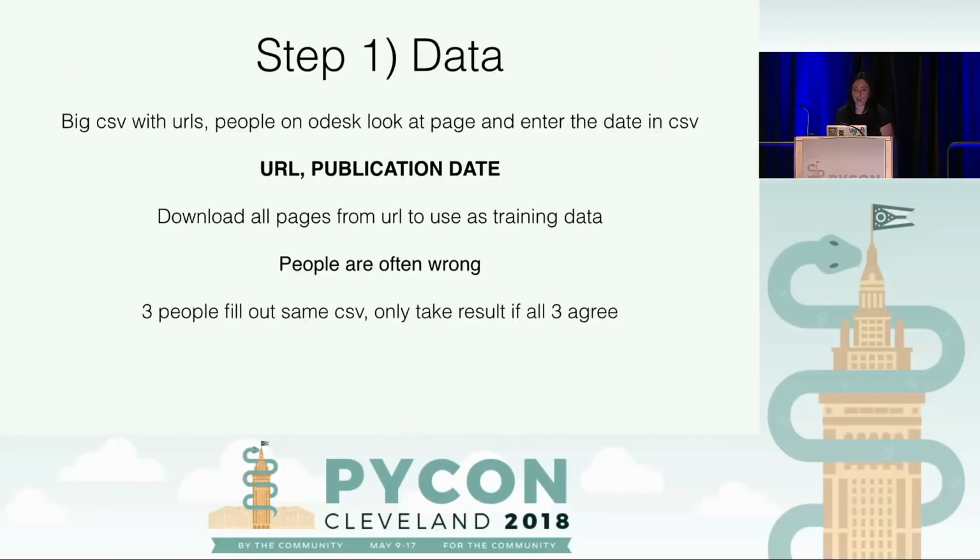So basically, the data for this looked like a big CSV with a bunch of URLs. I asked people on Odesk, I think they changed the name now, to look at the page and enter the date in the CSV. It looked like this: URL, publication date, and I downloaded all the pages. People are often wrong, so I got 3 people to fill out the same data, and then I took the result only if they all agreed, and I ditched the ones where they didn't agree.